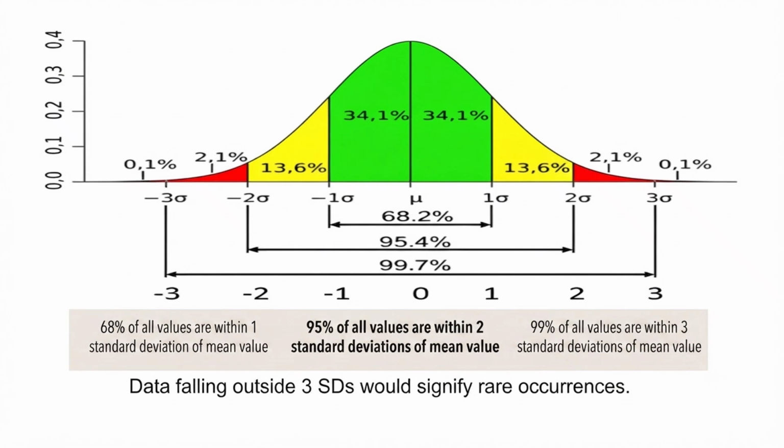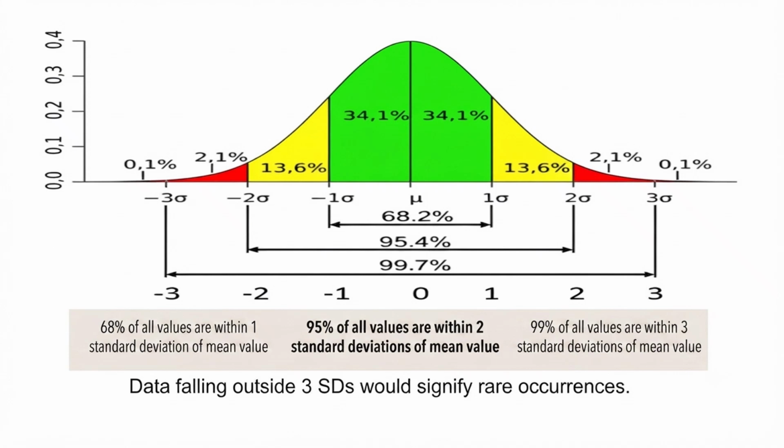And 95% of the values will lie within 2 standard deviations, that is from minus 2 standard deviation to plus 2 standard deviation, where 95.4% of the observations will be there. That means 95% of the people's ages will be within minus 2 standard deviation to plus 2 standard deviation. And likewise, 99.7% of the values will lie between minus 3 standard deviation to plus 3 standard deviation.